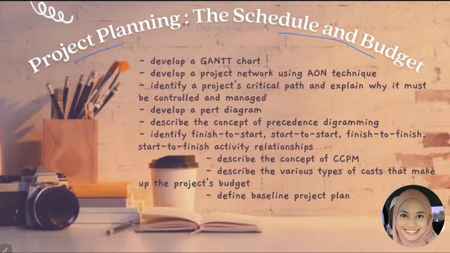In this topic, we'll cover how to develop a Gantt chart, develop a project network, identify a project's critical path, develop a PERT diagram, describe the concept of precedence diagram, identify the activity relationships, describe the concept of CCPM, describe the various types of cost, and also define the baseline for the project plan.